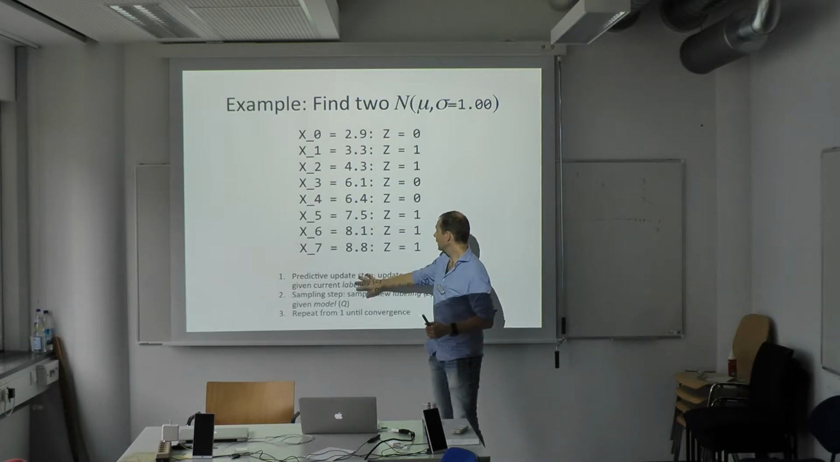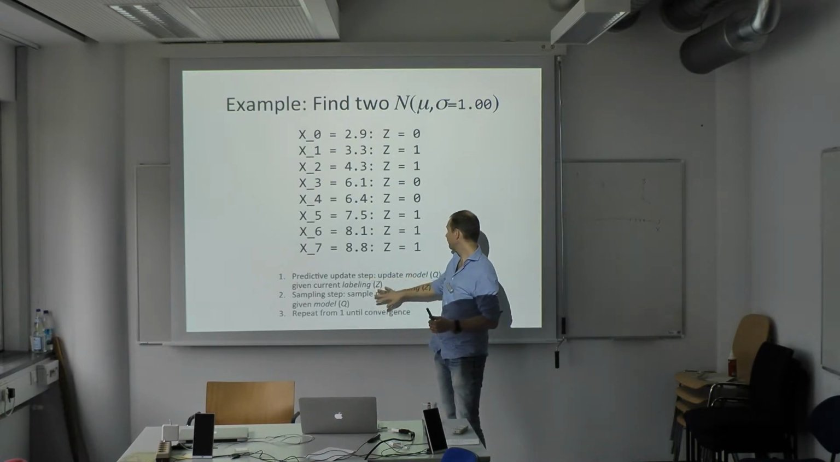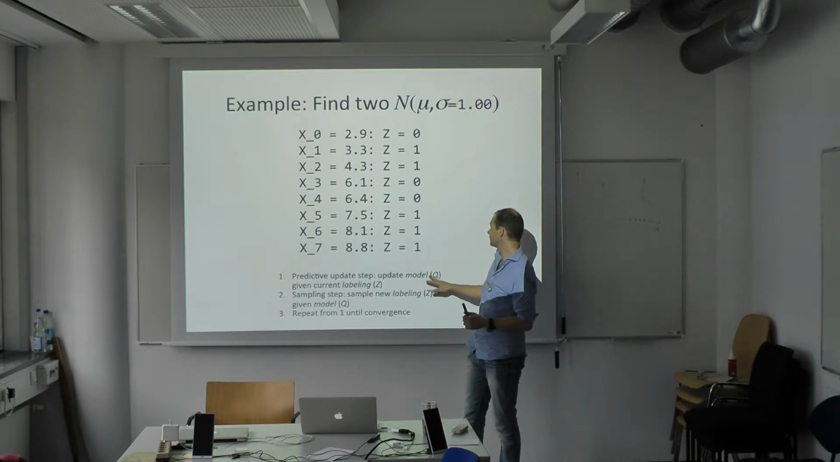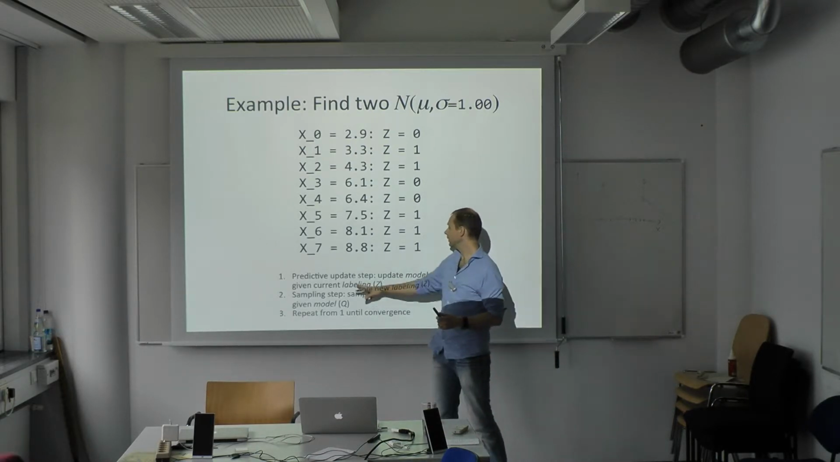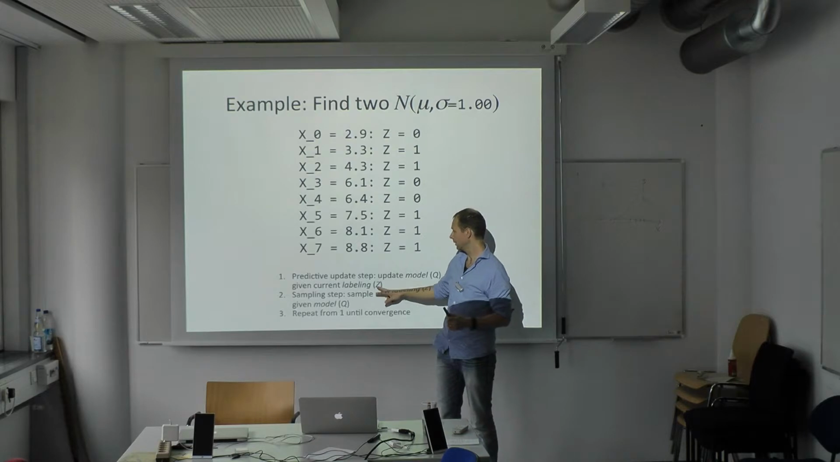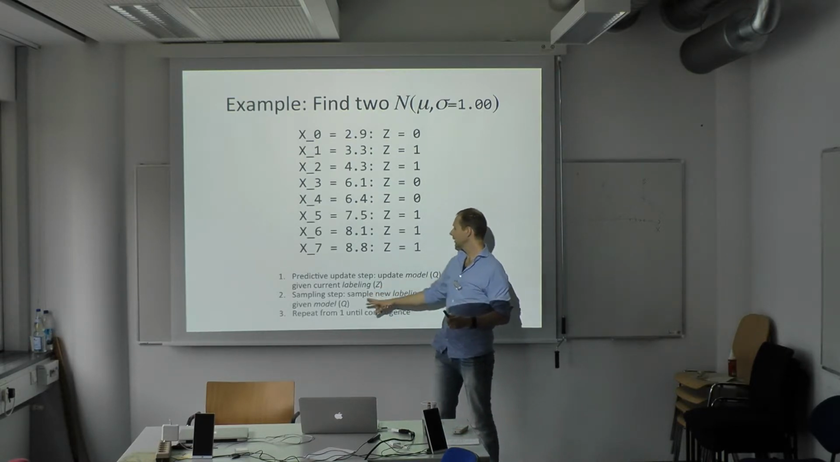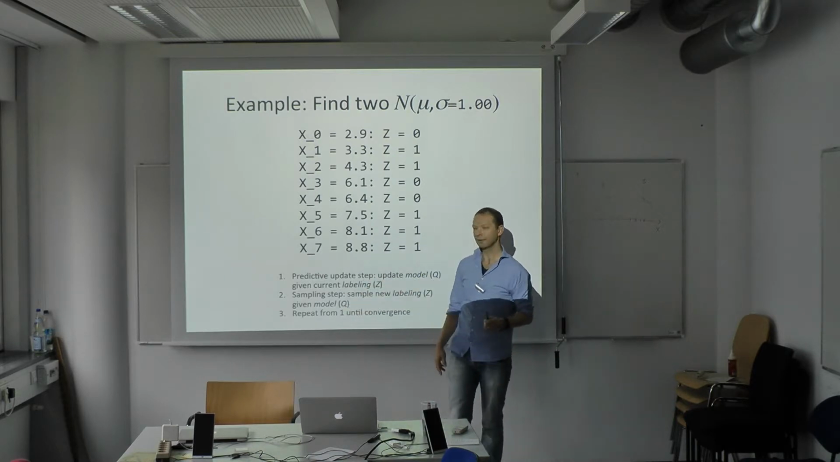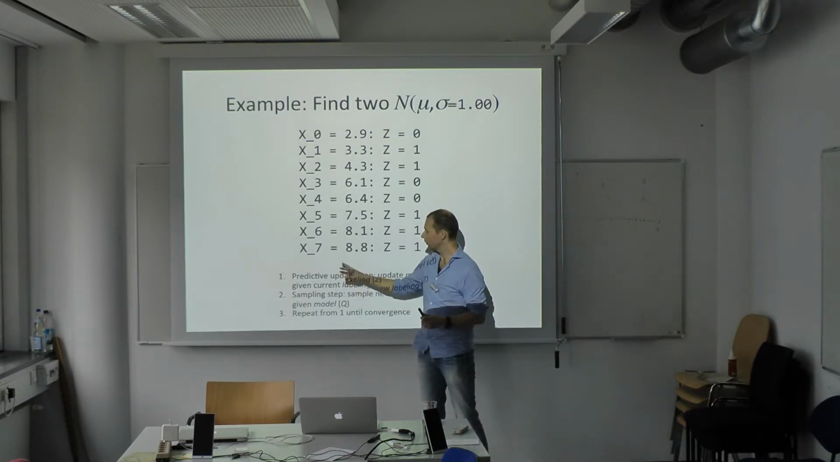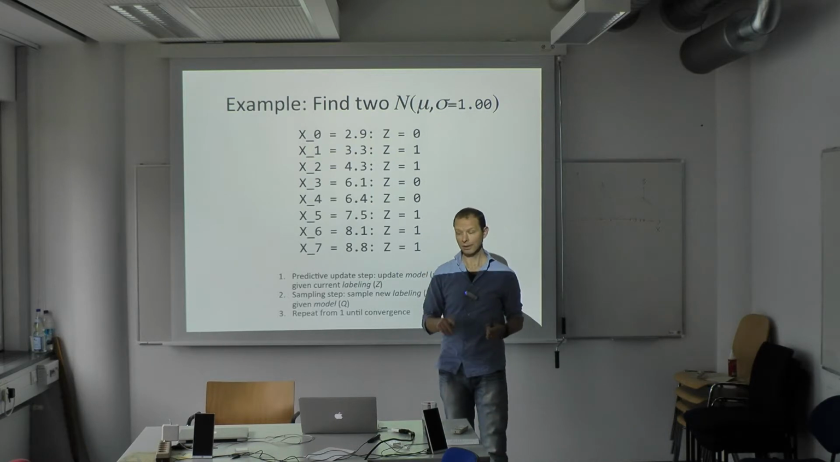There are 2 steps. So we have the predictive update step. We update the model, Q, given the current labeling. And then we have the sampling step. We sample a new labeling given the model that we just updated. And then we're going to repeat those 2 steps. So those are exactly the same that I talked about earlier.